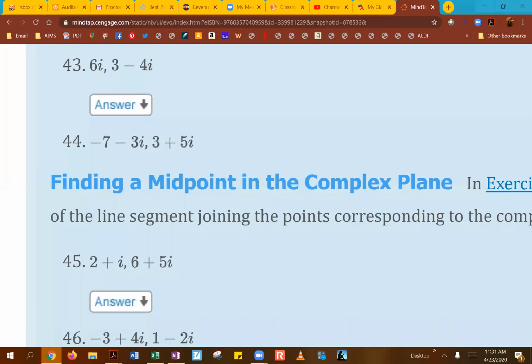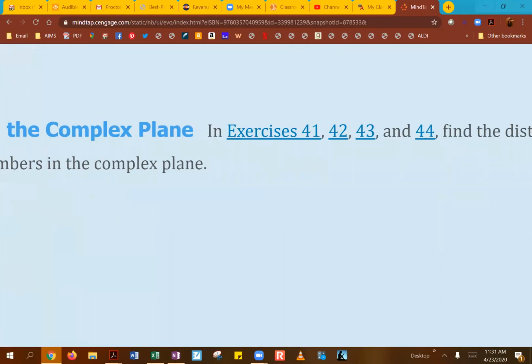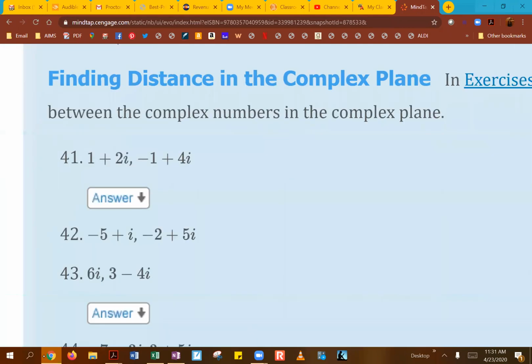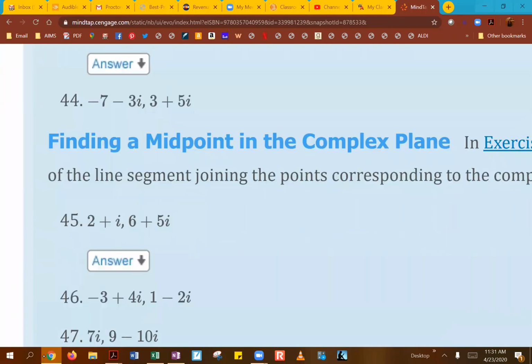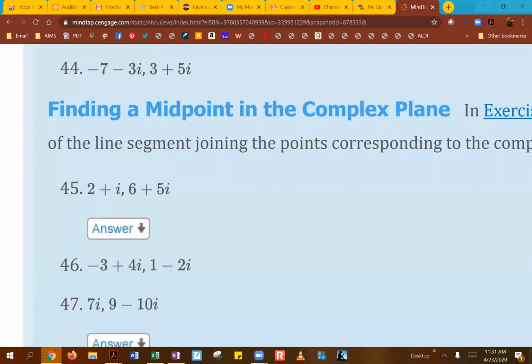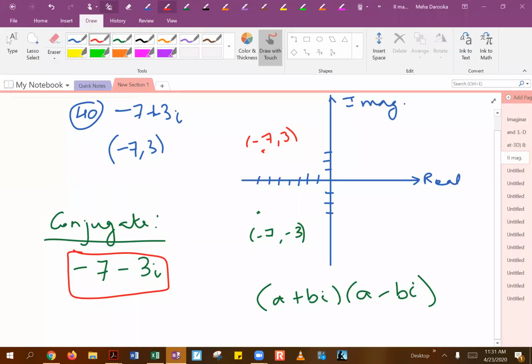Okay, how about, what are they asking us to do here? Oh, finding the distance between the complex numbers in the complex plane. So we're looking at number 44 over here. 4, -7.